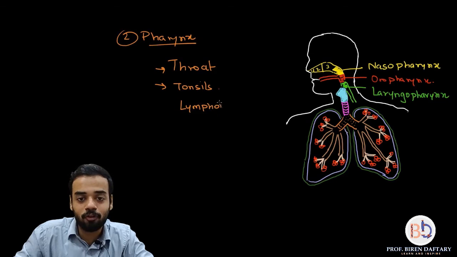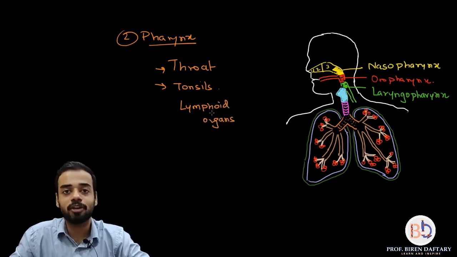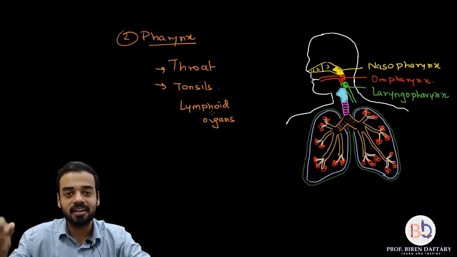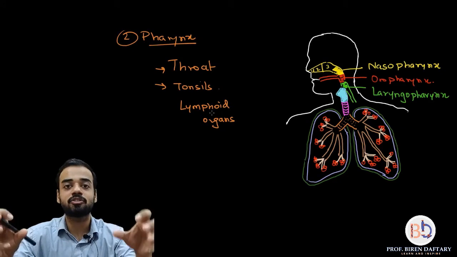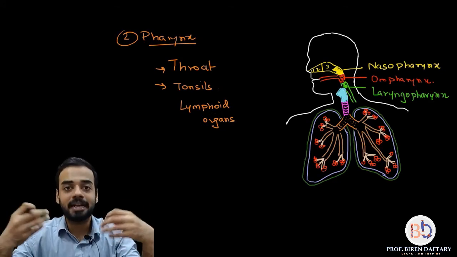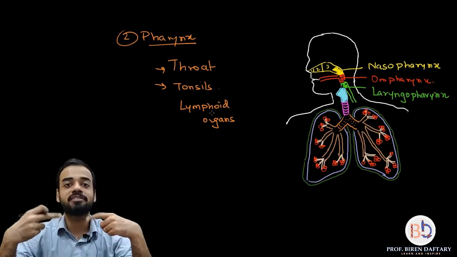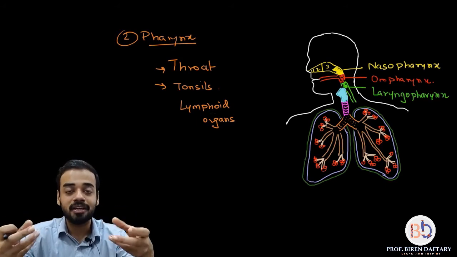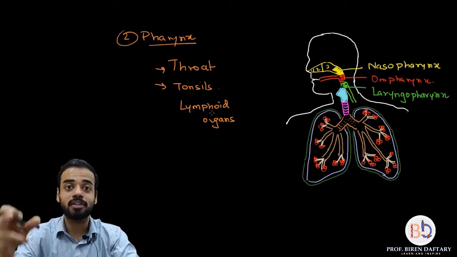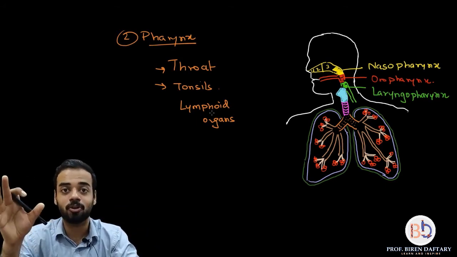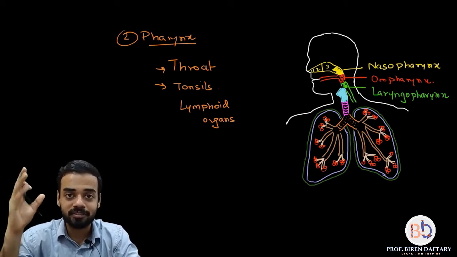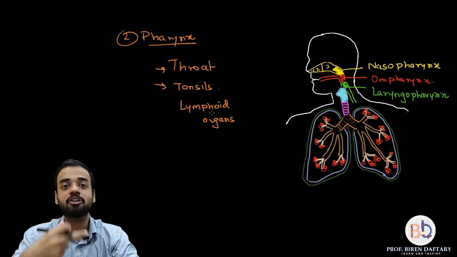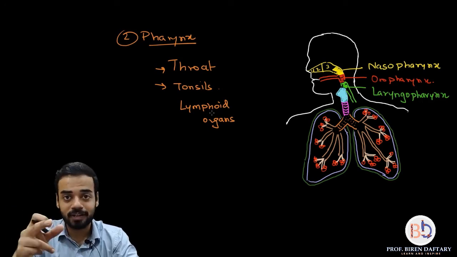Lymphoid organs we are going to study later in this chapter in the lymphatic system, so I will explain that then. Right now I will just tell you that tonsils act like indicators of infection. If you have a bacterial infection, then the tonsils get inflamed or swollen, and because of that you come to know that there is some sort of infection in your body. Lymphoid organs I will explain later when we do the circulatory system. So tonsils are also present in your pharynx.